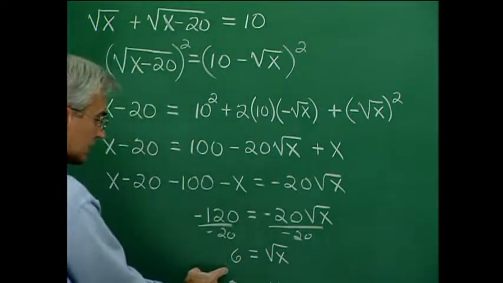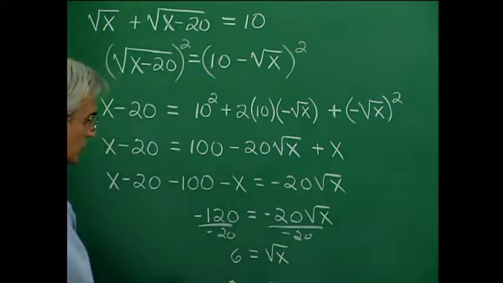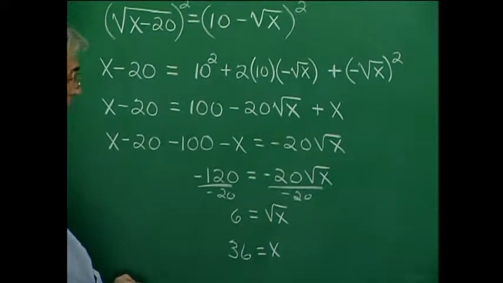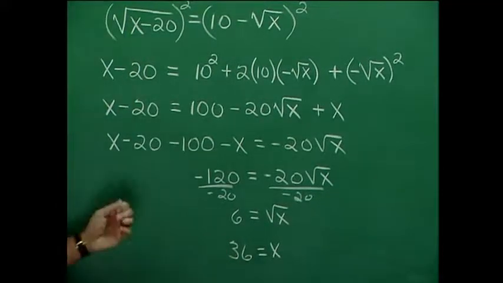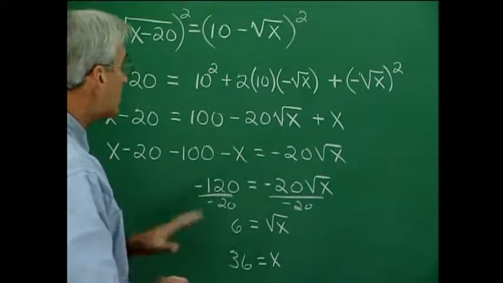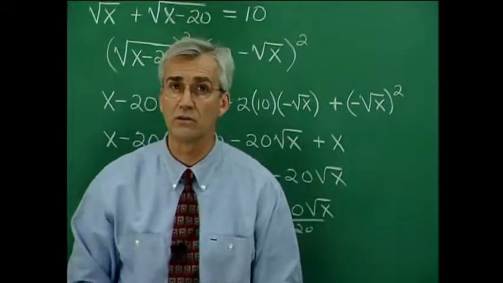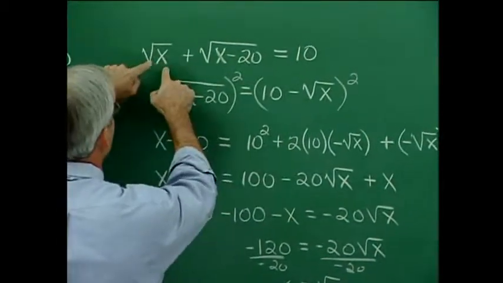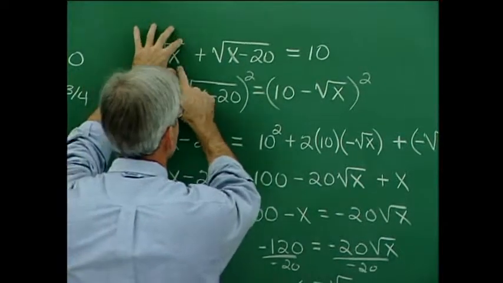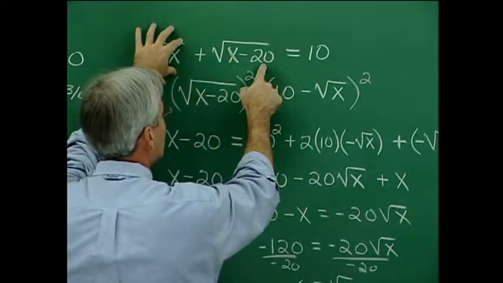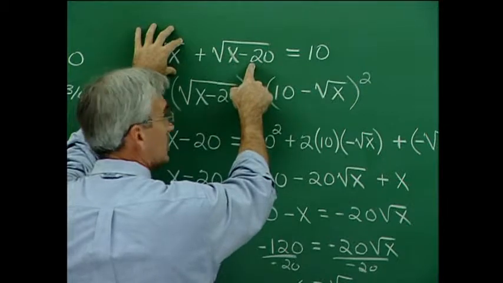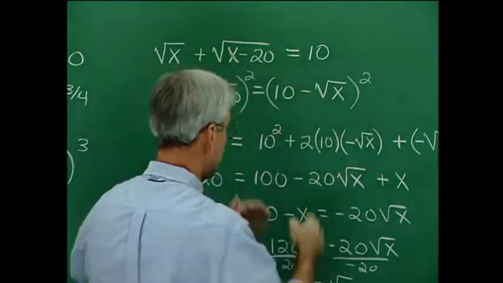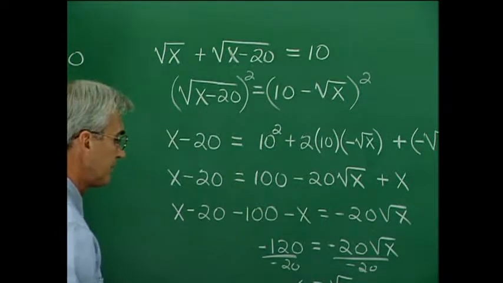On the left I get 6, on the right the square root of x. Squaring on both sides I find x to be 36. Now it might be pretty important that we check this. After all, we squared twice, so chances are we could have created an extraneous solution. Let's go through and check. If x is 36, the square root of 36 is 6. All right, 6. 36 minus 20 is 16. Square root of 16 is 4. 6 plus 4, 10. 10 equals 10. Yes, this is a valid solution.